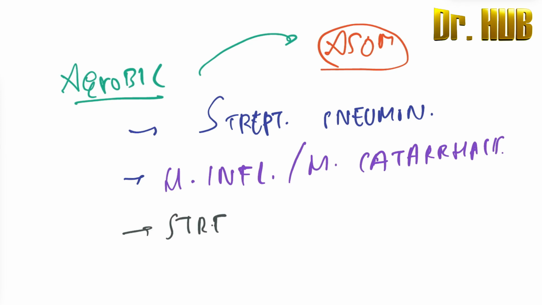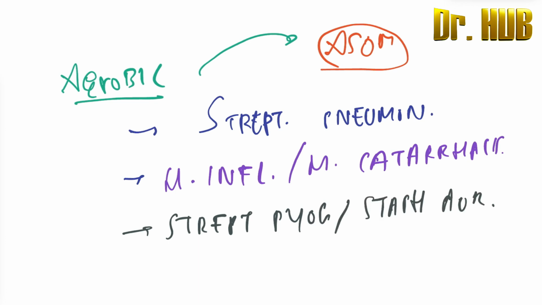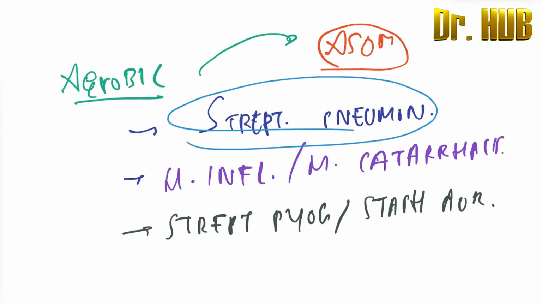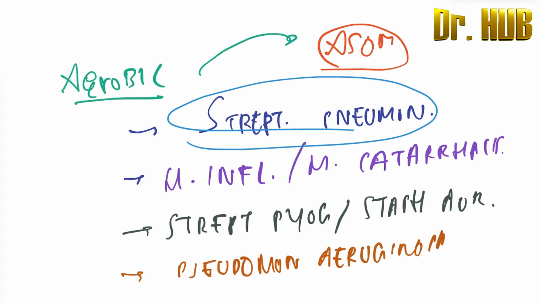So there is Streptococcus pyogenes as well as the Staph aureus. When you look at the frequency, it is all in decreasing order. The maximum is seen in Streptococcus pneumoniae. And then comes the Pseudomonas aeruginosa. Last is the Pseudomonas aeruginosa. So this was about the aerobic organisms in the ASOM.